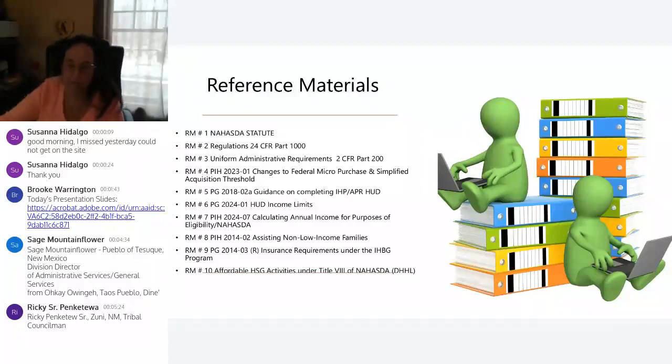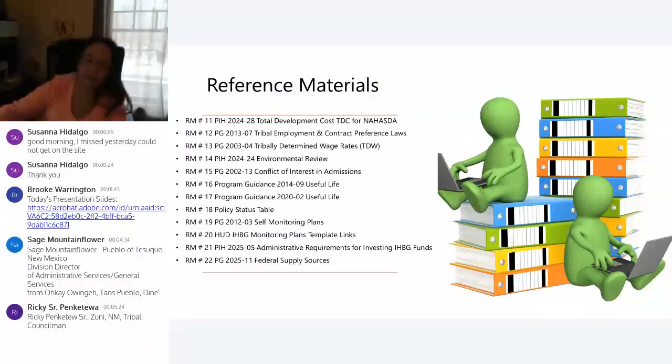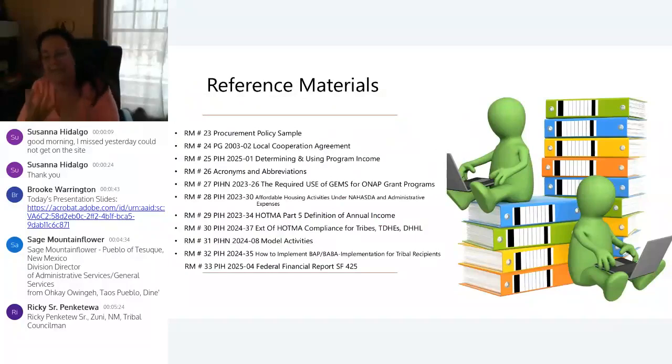The insurance requirements are under here, your eligible activities, your total development cost. When you build, you have to be within those constraints. Conflict of interest provisions. There's a policy status table in there, self-monitoring links, a brand new guidance on federal supply sources that came out last week. That was updated. We're allowed to utilize GSA purchasing as a housing entity. Your tribe has always been able to, but the housing entity itself hasn't. Federal financial reports, procurement policy samples, use of GEMS, the HOTMA guidance.